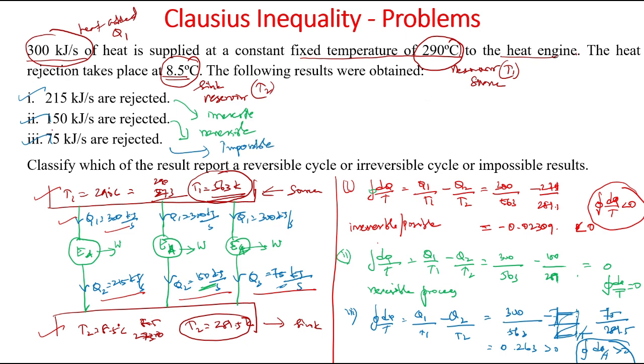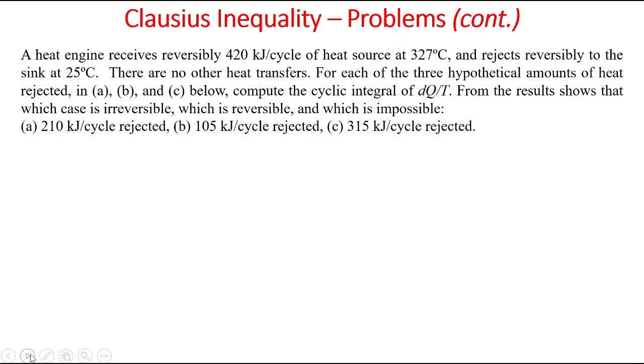Okay, so here the source is same, sink is same, heat addition is same, only heat rejection is different. From the heat rejection, we find which is the possible cycle, impossible cycle, and reversible cycle. Similarly, we have another problem, which is similar to that one. Here 400 kilojoule per cycle at a temperature of 327 degrees Celsius, and heat rejection at the sink is 25 degrees Celsius. We solve the problem similar to the previous one.